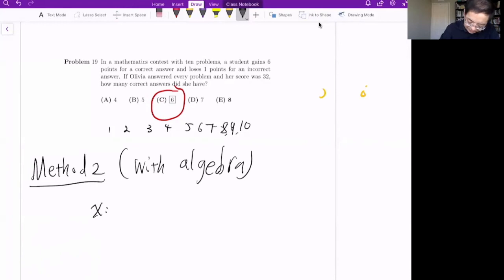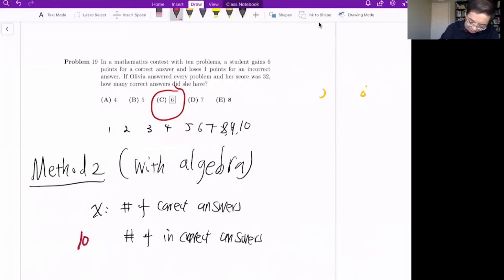I denote x as the number of correct answers, right? And then the number of incorrect answers is simply 10 minus x, right? It's just 10 minus x because the total number of questions is 10. If x is correct, then 10 minus x is incorrect. So from here, I can get what is the total score.